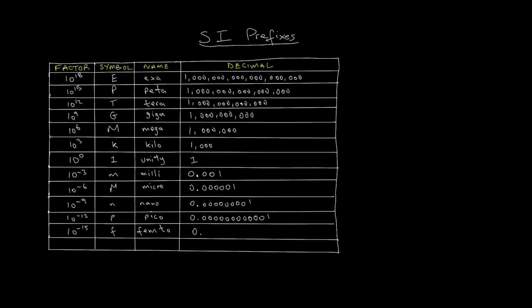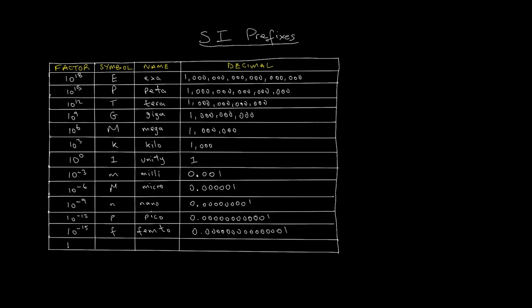And that's 0 followed by 14 zeros and a 1. 2, 3, 4, 5, 6, 7, 8, 9, 10, 11, 12, 13, 14, and a 1. That's what femto looks like, really small.